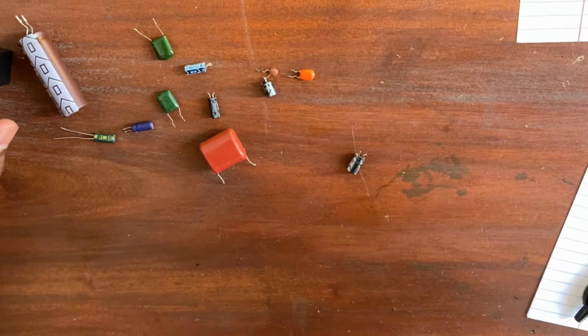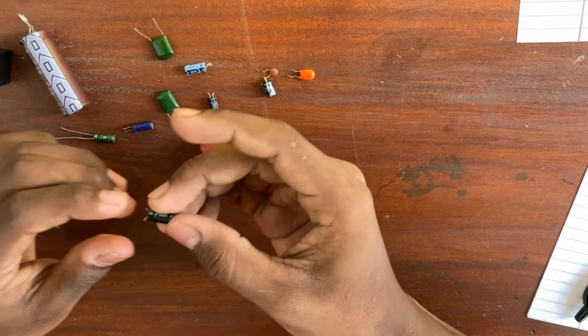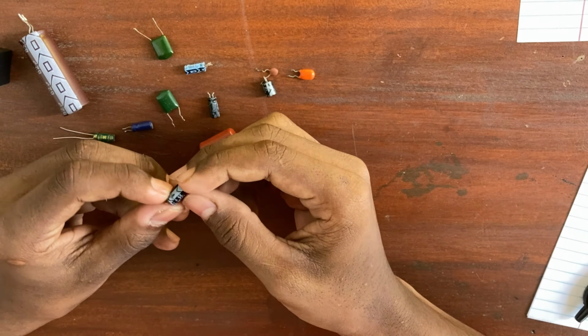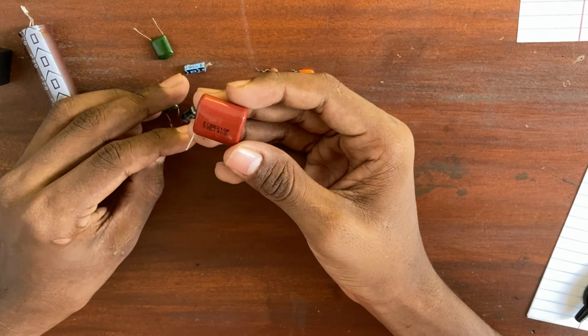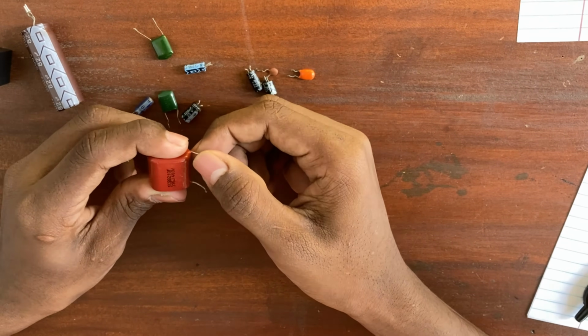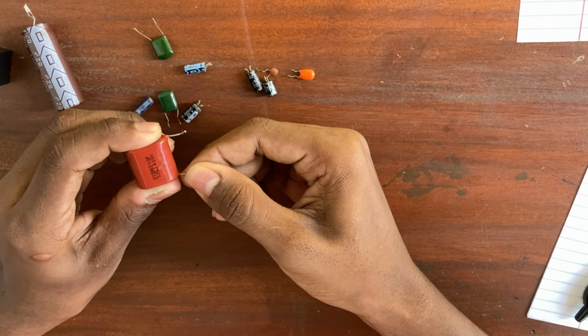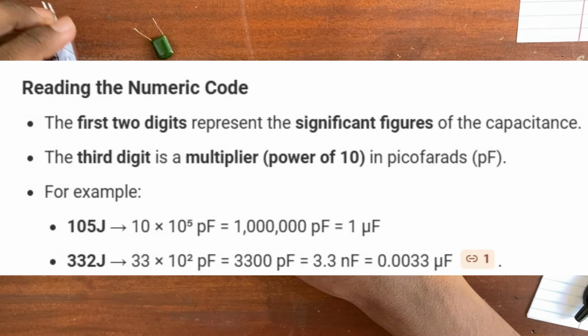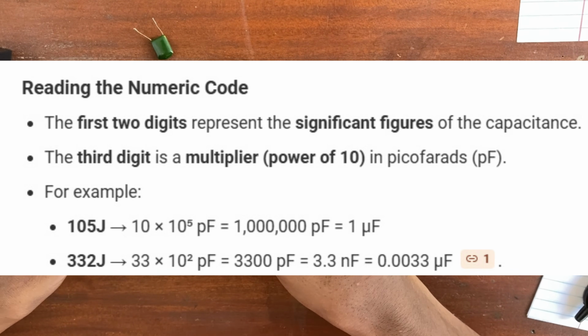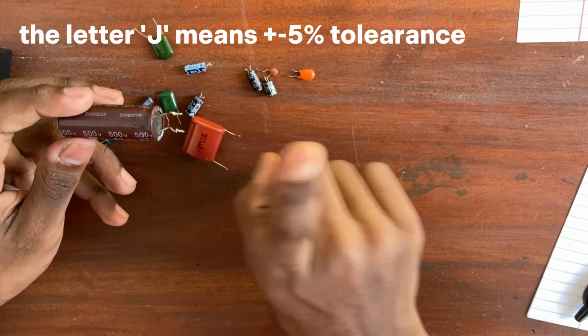And the capacitance is written in microfarads. So this one is written with a J, and you can convert the J into microfarads. So you should probably Google that, and I will also put the formula here.